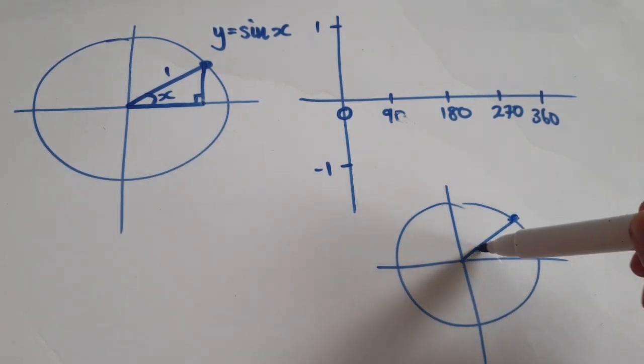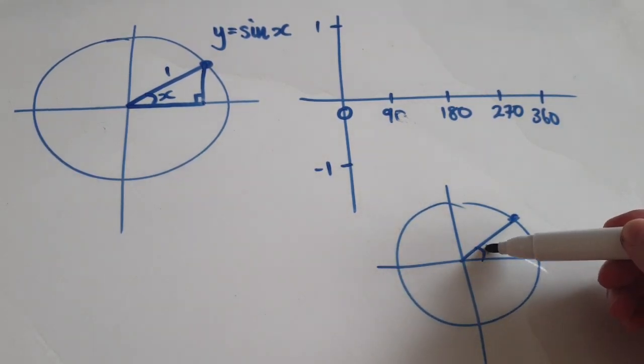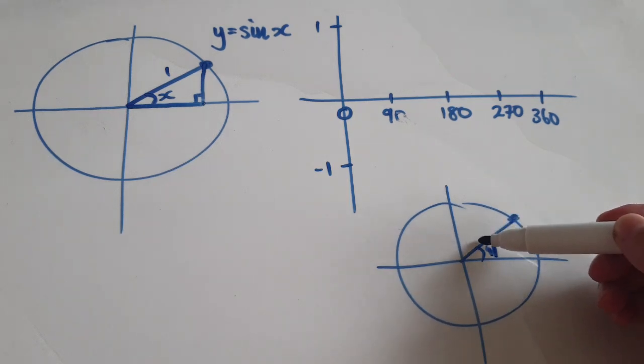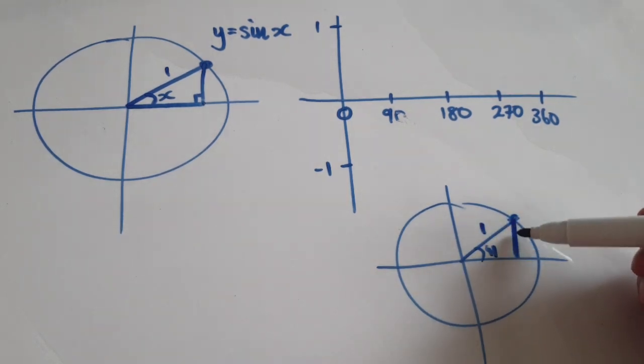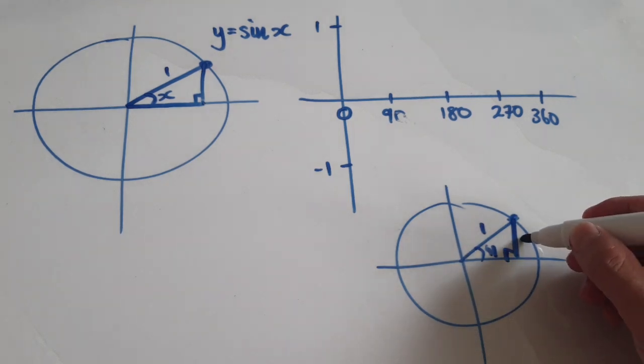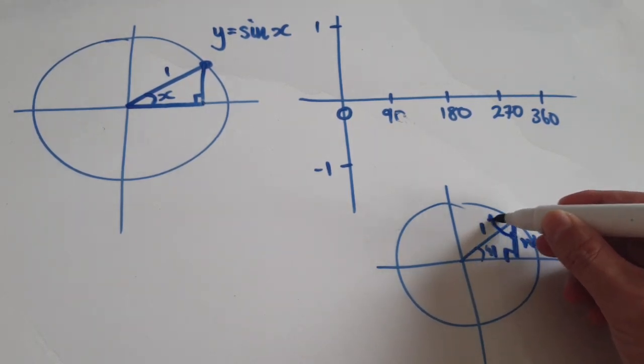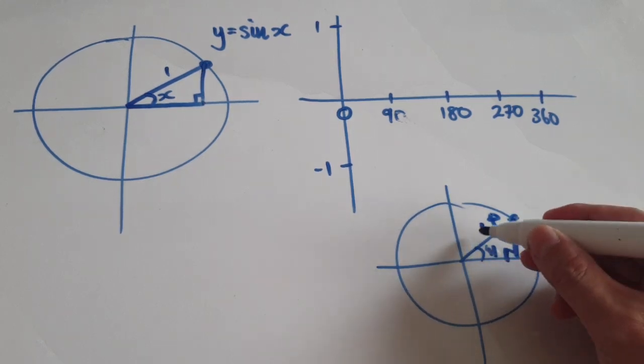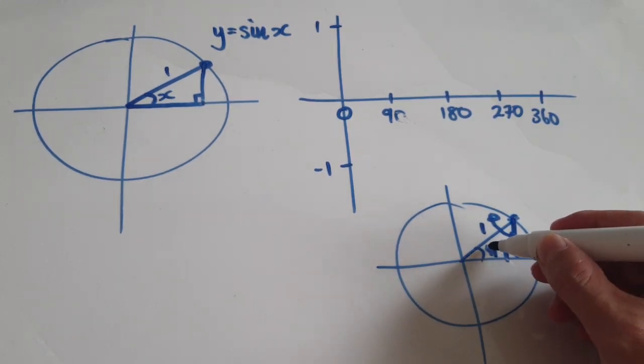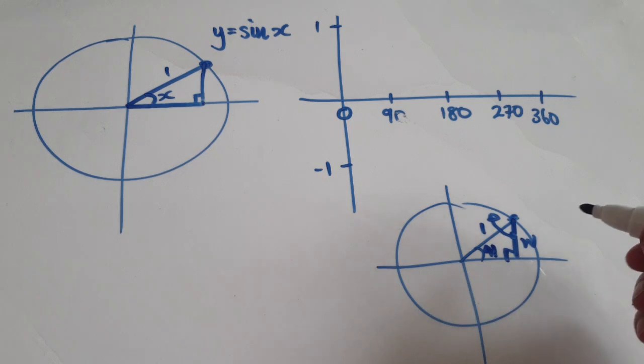Now, if this angle here is, let's say, 41 degrees, and this has a radius of 1, what is the height of this triangle? Because here you've got a right angle triangle. So let's just call it W. Let's try and work out what W is. The hypotenuse is 1. The angle is 41 degrees.